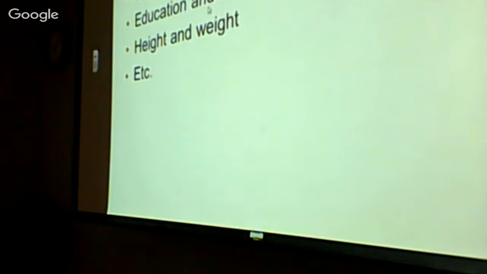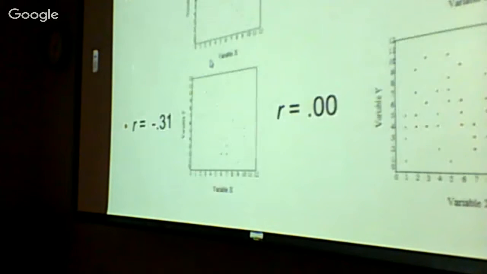Education and income correlate well. The more educated you are, technically the more income you make. Height and weight correlate well as well. The taller you are, the heavier you are. And really that keeps on going up. So if you're 20 feet tall, you're probably really, really heavy. And so forth. So here are some examples of scatter plots and coefficients.